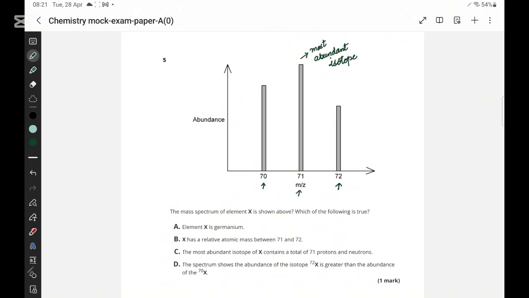In the first option they are saying element X is germanium. Germanium atomic mass is basically 72.6, which is even more than this, so it is not possible. X has a relative atomic mass which is between 71 and 72. It is not possible. Why? Because it should be between 70 and 72. And you can also see that 70 is having the tallest peak, so it should be around 70 to 71, maybe you can say.